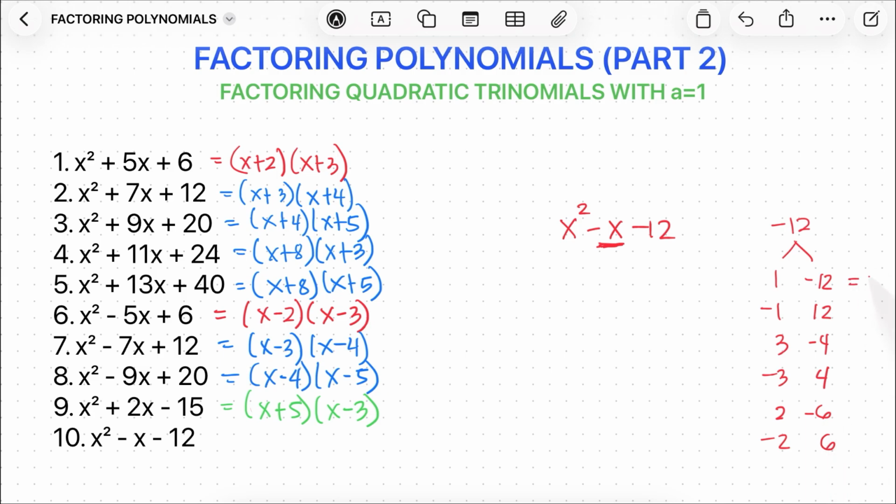So if we add this, it's negative 11, this is positive 11, this is negative 1, this is positive 1, this is negative 4, and this is positive 2. And since we are looking for negative 1, we're going to take these factors. Therefore, the factors are x plus 3 and x minus 4.